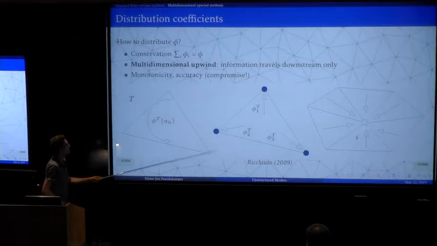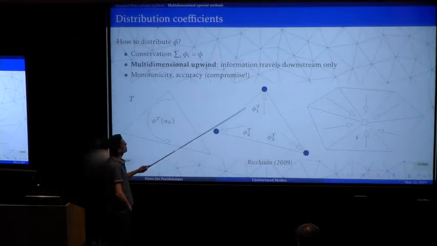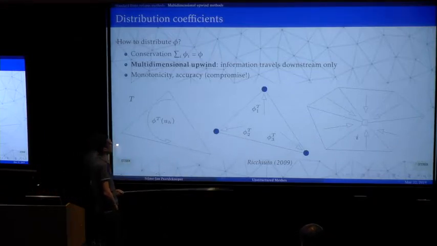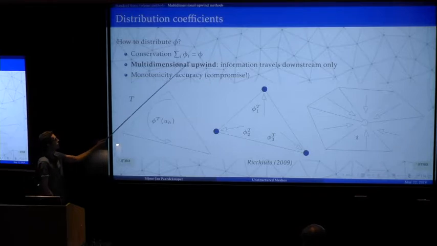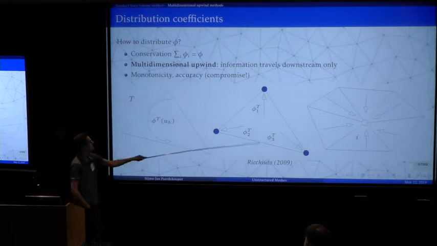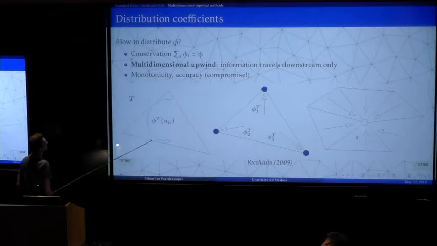So of course, all the magic is in this part. How do we choose this? There's various design criteria you can come up with. Of course, you want it to be conservative, conserve mass, momentum, everything. So these three have to add up to the total residual.